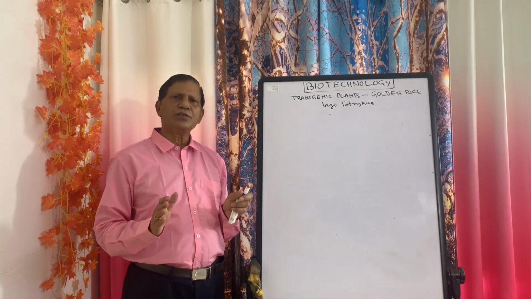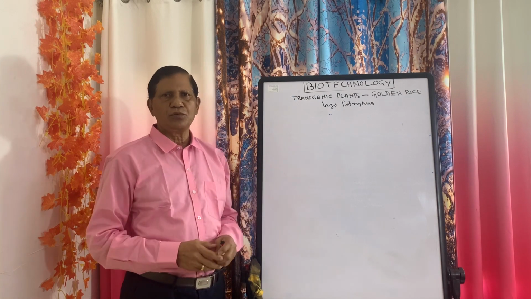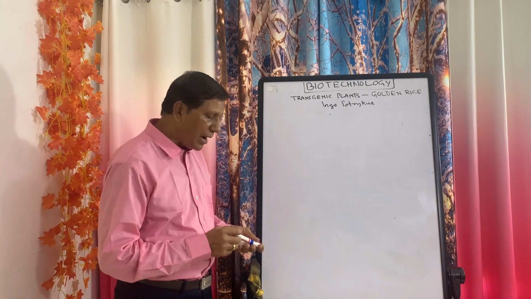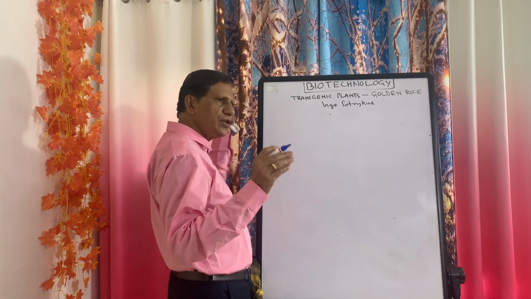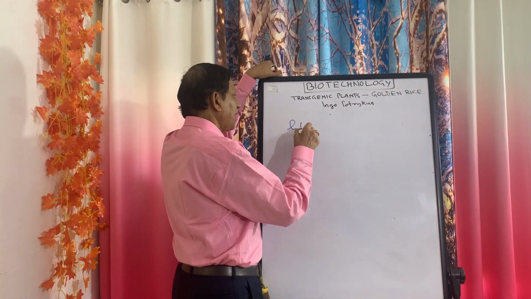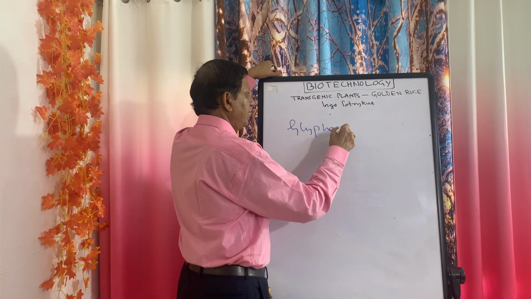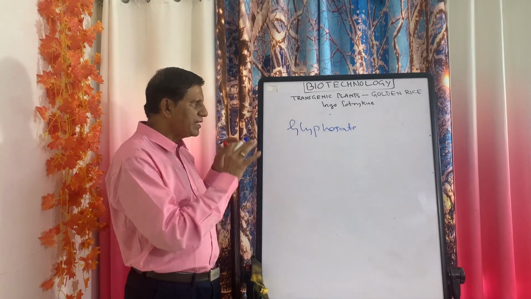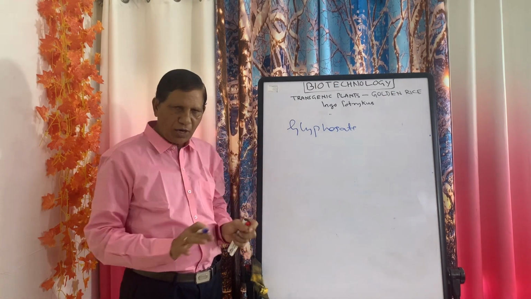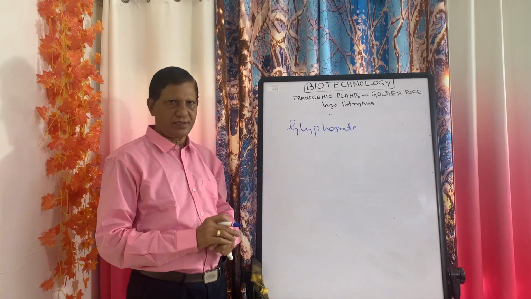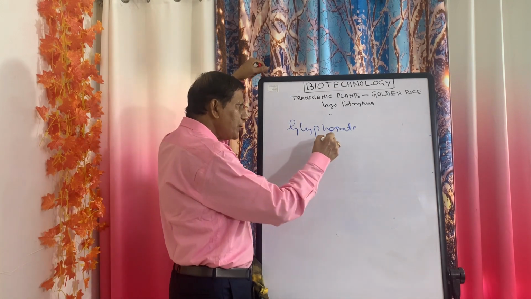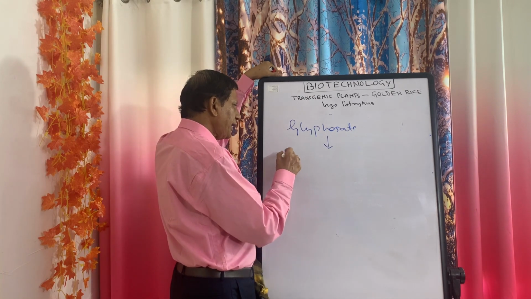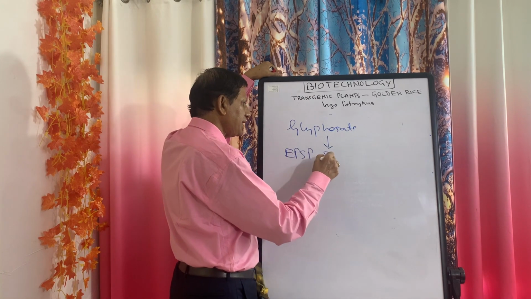So nowadays, herbicides are used to kill the weeds. And one of the important components of these herbicides is glyphosate. This is one of the major components. So when it is applied to the crops, including the weeds, what happens? It affects the EPSP synthase gene.